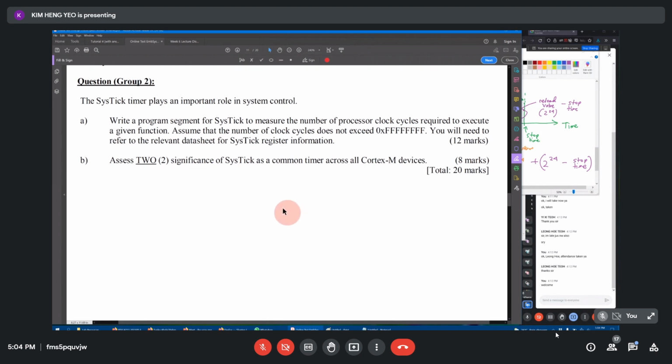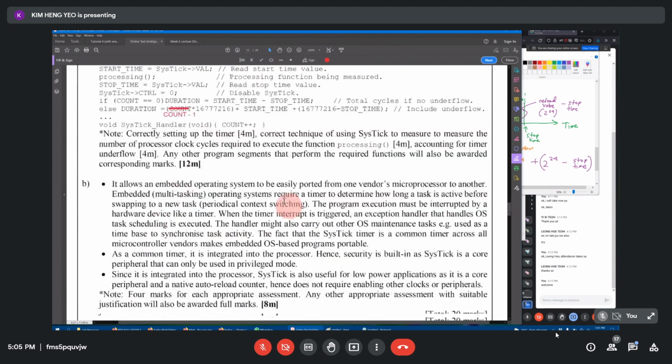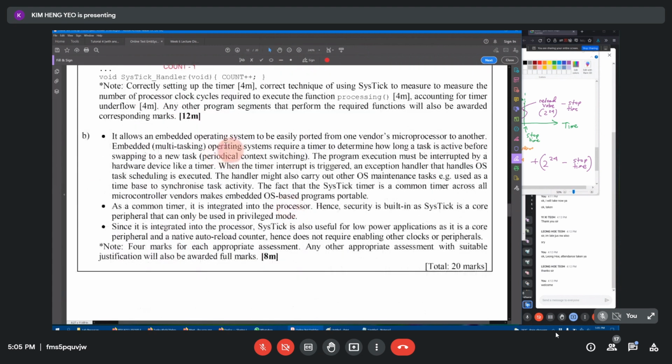Portability, because if you write code using the SysTick timer, then your code can run on different microcontrollers because all of them also have a SysTick timer. Okay, so let's have a look at the answer. This is especially important for operating systems, because they spend a lot of time writing the code for the operating system. So you want the code of the operating system to be easily ported from one microcontroller to another with minimal or no modifications. That is why we have the system timer.